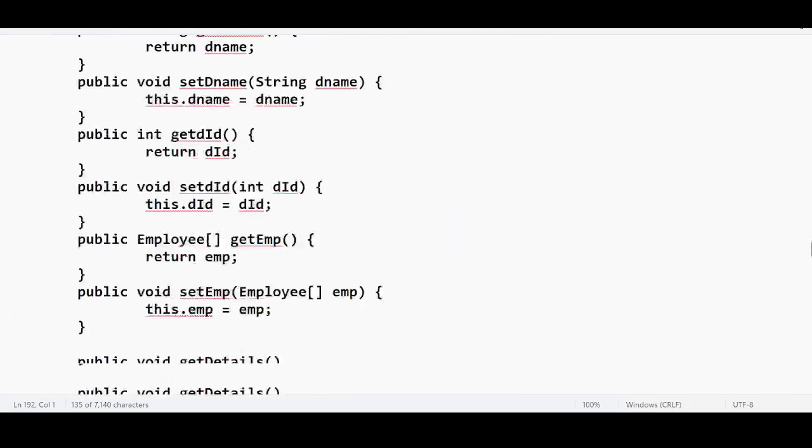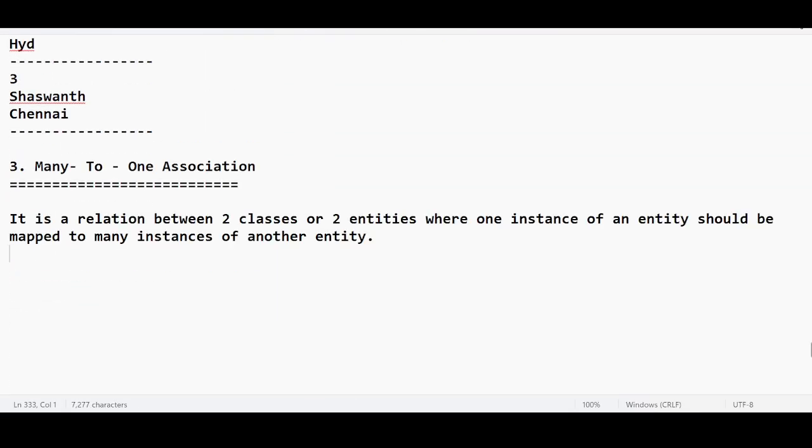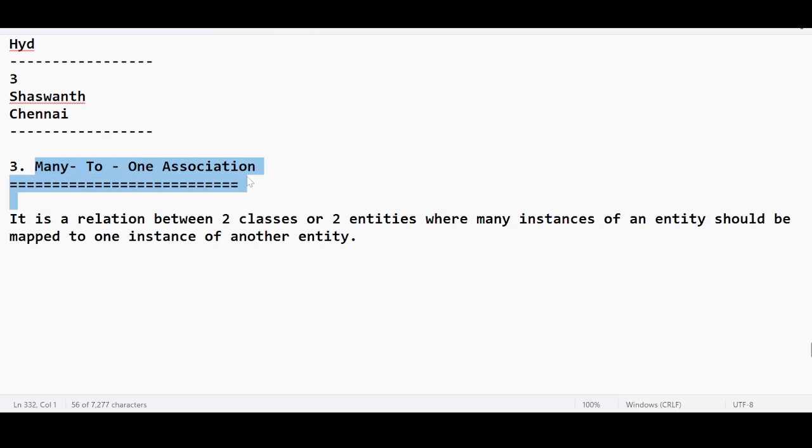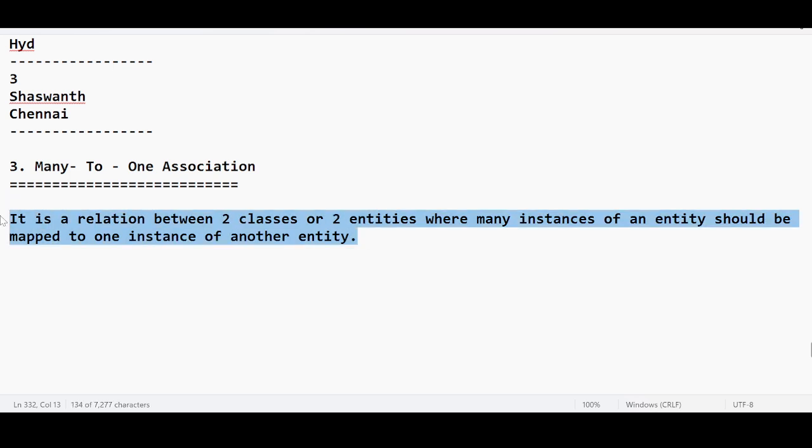You will get the definition for many-to-one association. The definition is very straightforward. Again, it talks about the relationship between two classes or entities. You do not have to change this. Many instances of an entity will be mapped to one instance of another entity. Very simple. By looking at this topic, we should be able to manipulate the theory for many-to-one association.